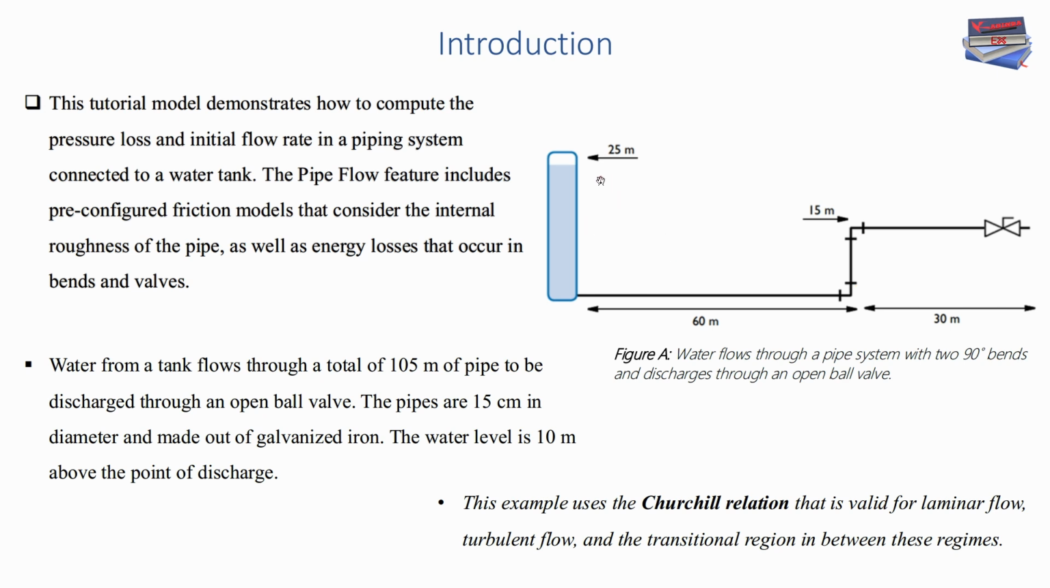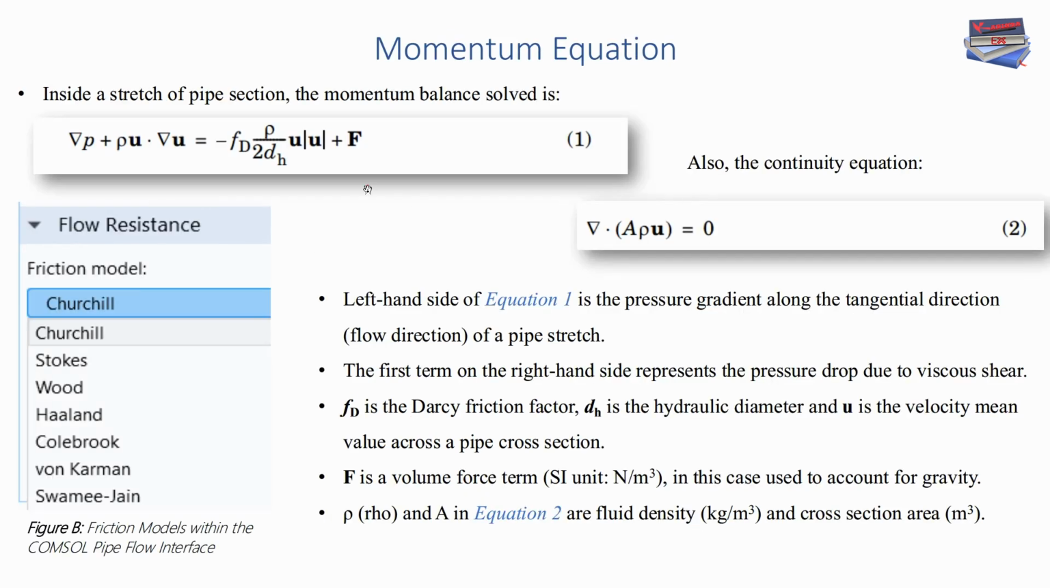The elevation height of our tank is 25 meters. The water level is 10 meters above the discharge point. The diameter of our pipes is 15 centimeters, and the material is galvanized iron. Here is our momentum equation as well as our continuity equation. Within COMSOL, there are a bunch of friction models, and we'll use the Churchill relation friction model for this particular tutorial.